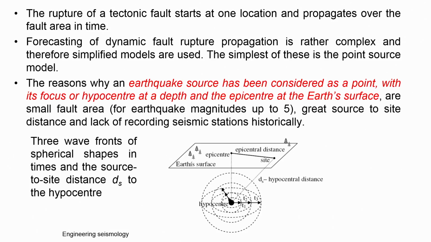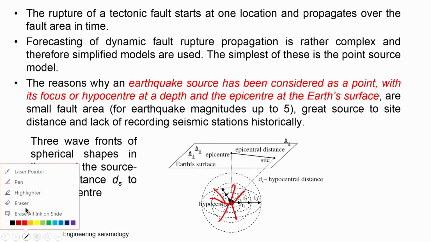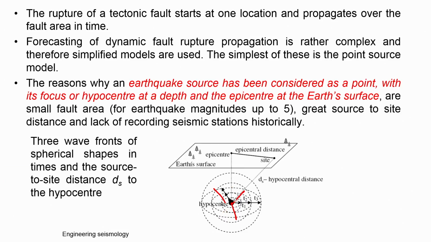The rupture of a tectonic fault starts at one location and propagates over the entire fault area in time. It starts here and then propagates in all directions. Forecasting dynamic fault rupture propagation is rather complex, and therefore simplified models are used to explain this concept. The simplest of these models is the point source model.